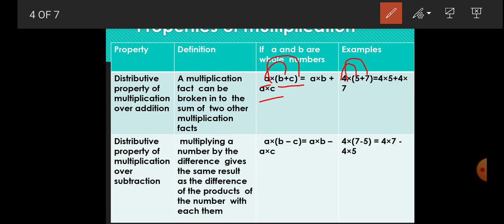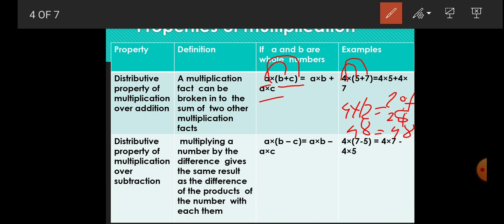4 multiplied by 5 plus 7. 5 plus 7, 12. 4 multiplied by 12. And here 4 5s are 20 plus 4 7s are 28. What is the answer? 48 equal to 48.